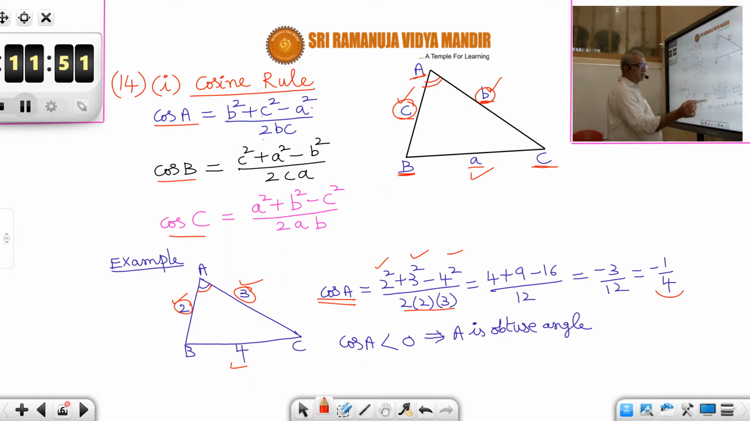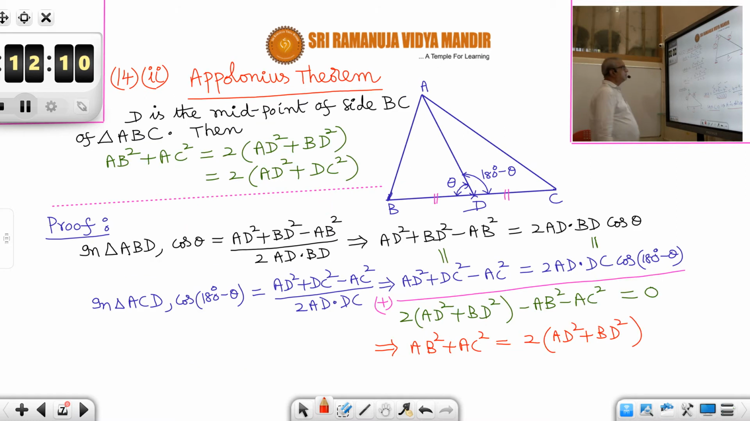Cos of an angle is negative, is it not? Cos of this angle is negative implies what? It is an obtuse angle. It is more than 90 degrees. If cos A is positive, then it is an acute angle. If cos A is negative, it is an obtuse angle. If cos A is 0, then it is a right angle. Let us see the next point, Apollonius theorem.